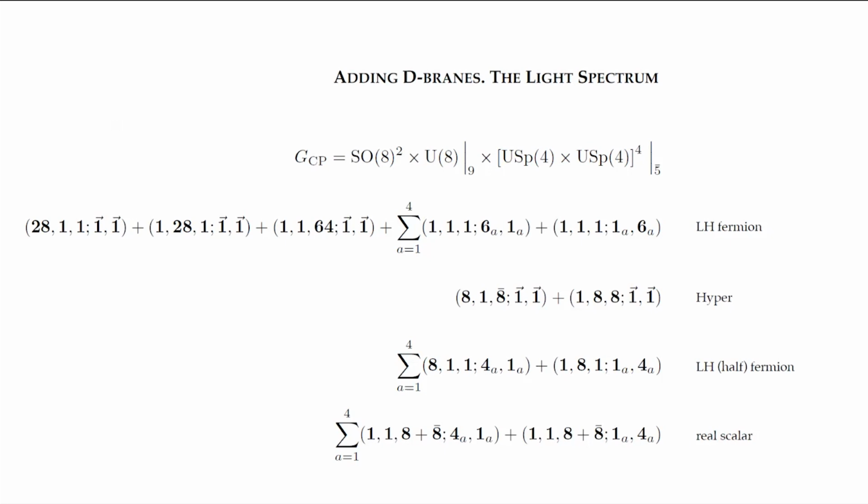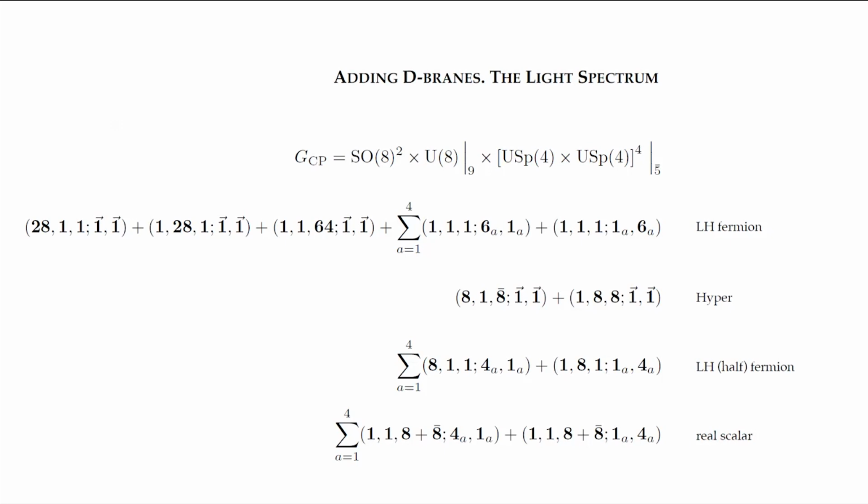You have left-handed fermions, which are in the adjoint representation of the D9 group, so that you have, in quotation marks, supersymmetry on the D9 branes, and they are in the antisymmetric representation of each USp(4), so you have a lot of potential gauginos in there, so that the construction is consistent.